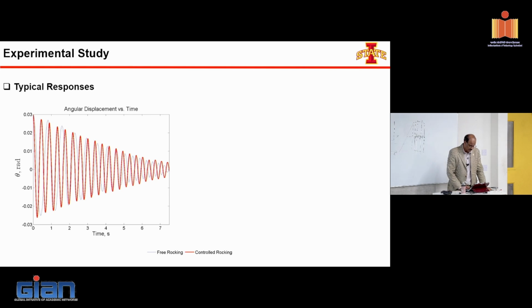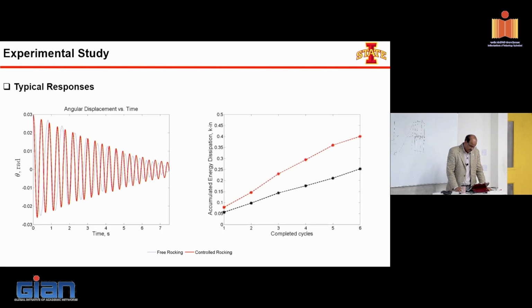I mentioned the coefficient of restitution, that dictates what the peak is going to be with respect to the previous peak and vice versa. There are two responses here. One is a free rocking, the red is a controlled rocking. If you look at the accumulated energy dissipation, the red curve, the controlled rocking, dissipates more energy than the free rocking body. That's why the free rocking is slower and goes for a longer duration of shaking as opposed to the other one.